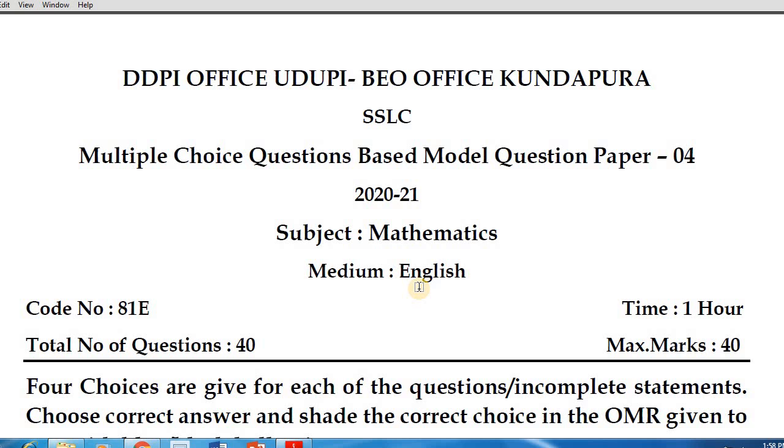In this class we are going to discuss answers of the multiple choice question paper which is officially released by the DDPI office Udupi.